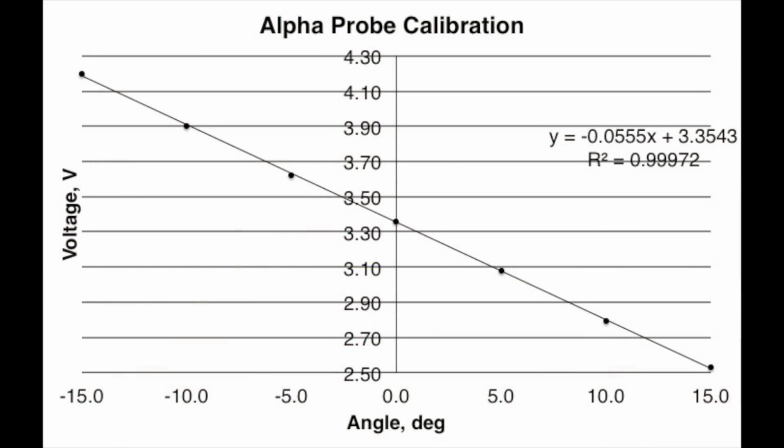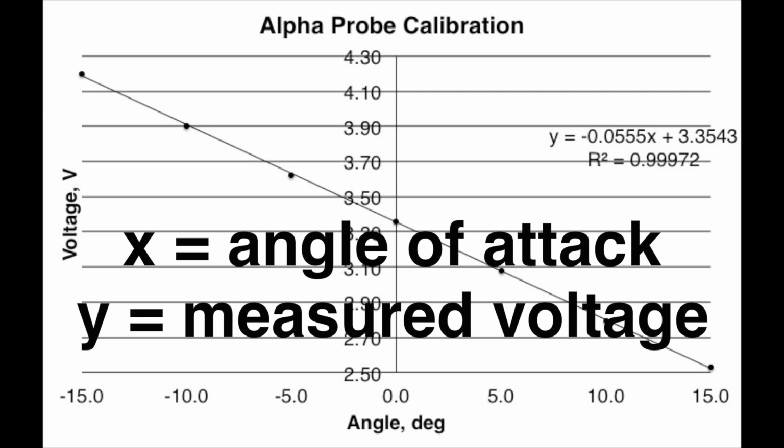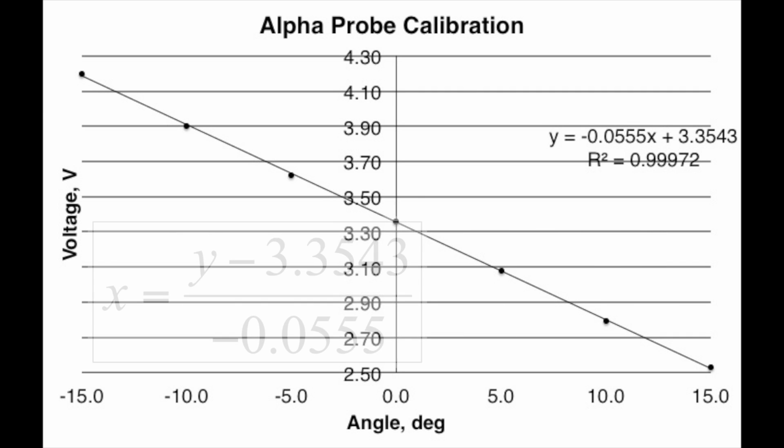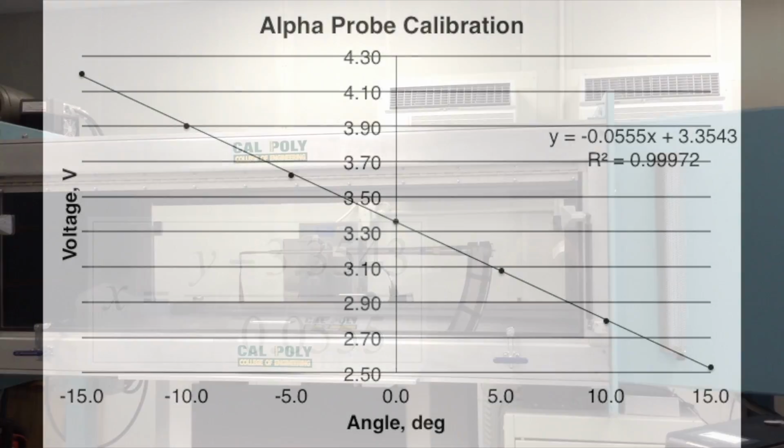The 6 data points are used to generate a calibration plot of angle of attack versus voltage. The equation for the best fit line, shown here, is then solved for x. Now x represents the angle of attack and y represents the measured voltage from the potentiometer. This equation can be used to convert any voltage from the potentiometer recordings into angle. That is how you calibrate the alpha probe.